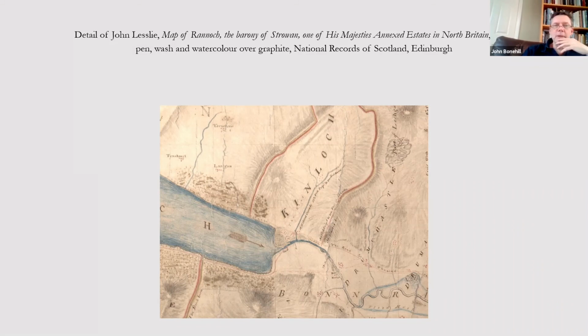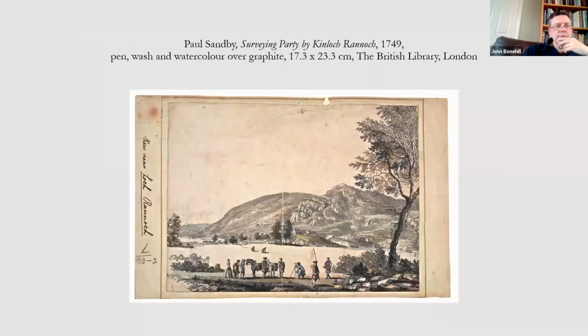Here we show a map by John Leslie, which is in its cartouche clearly labelled as one of His Majesty's annexed estates in North Britain. To return then to the surveying party by Loch Rannoch, we might see the drawing as reflecting then on the progressive forces and interests remaking the Scottish landscape at this point, on their implications for this place and more widely. It's a view of the landscape not so much as it was, but as it will be almost, or as it should be.